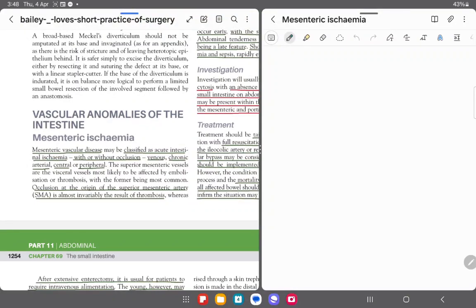So, mesenteric vascular disease may be classified as acute intestinal ischemia with or without occlusion, venous, chronic, arterial, central, or peripheral. So, mesenteric ischemia. How do we classify it? Mesenteric ischemia should be classified as acute intestinal ischemia with or without occlusion, venous, chronic, arterial, central, or peripheral.